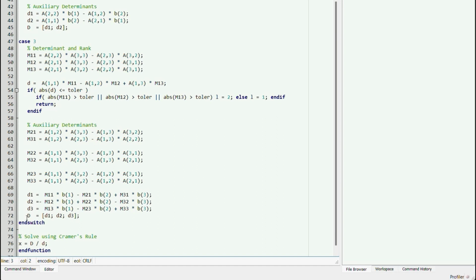And we put them in a column vector, like we did in the case M equal 2. And then finally, we calculate the solution. We just divide the column vector containing the auxiliary determinants by D.